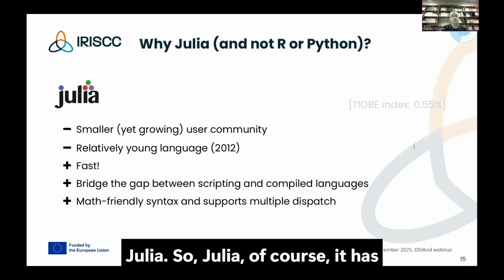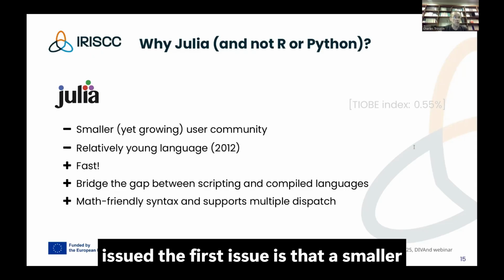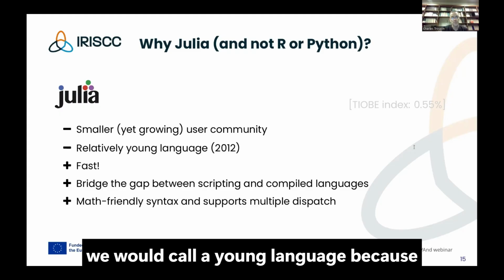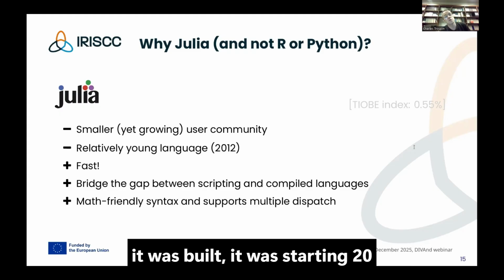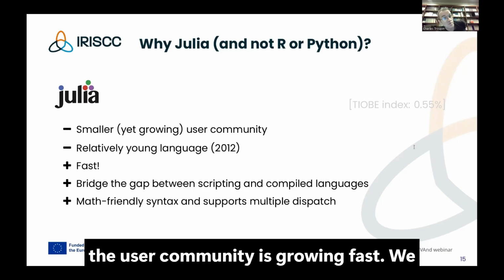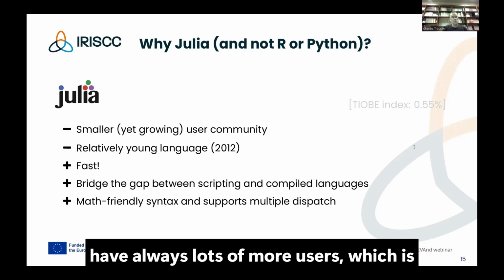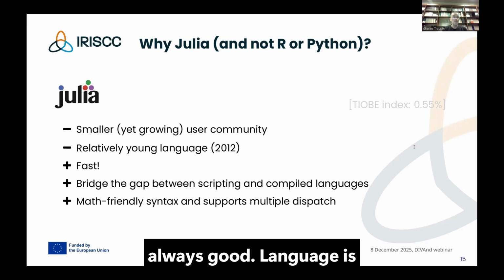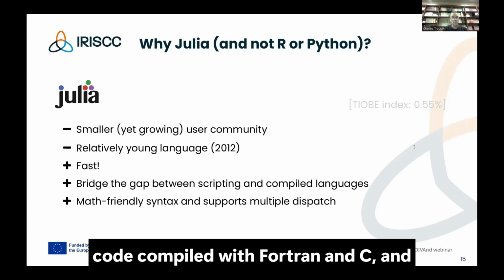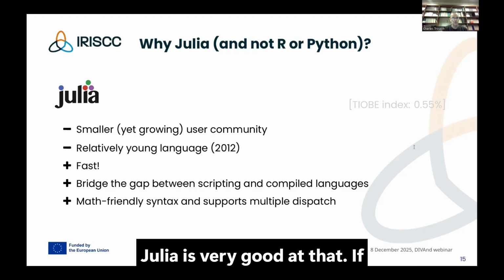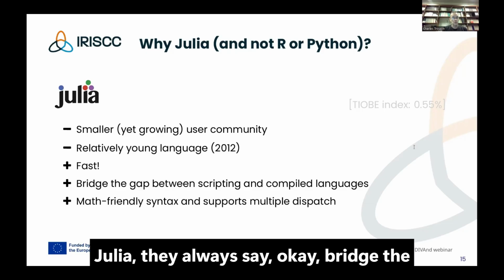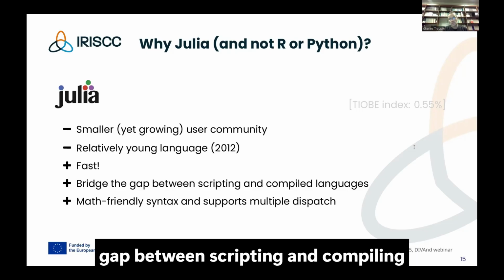So Julia, of course, it has issues. The first issue is a smaller user community. It's what we would call a young language because it was started in 2012, and yet the user community is growing fast. We always have more users, which is always good. The language is incredibly fast. We can test against code compiled with Fortran and C++, and Julia is very good at that. If you read documentation about Julia, they always say it bridges the gap between scripting and compiled language.